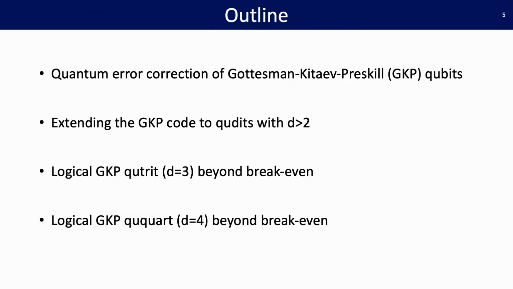So I'll begin by reviewing how quantum error correction of GKP qubits works, and then how we extend this to the case of qudits with d greater than 2. For the GKP qutrit in d equals 3 and the ququart in d equals 4, we've been able to demonstrate beyond break-even error correction, meaning that our logical qudit lives longer than the best physical qudit available in our hardware.